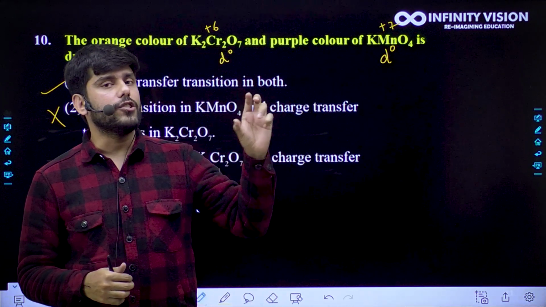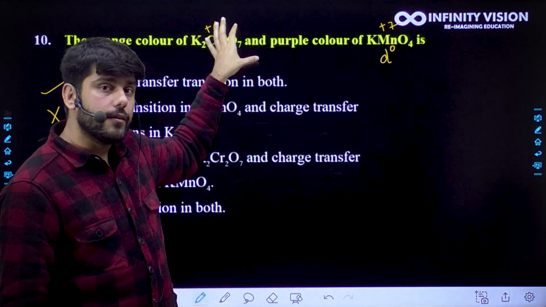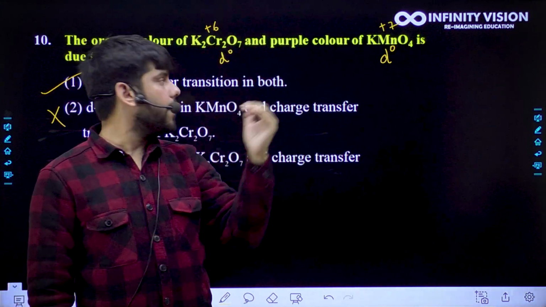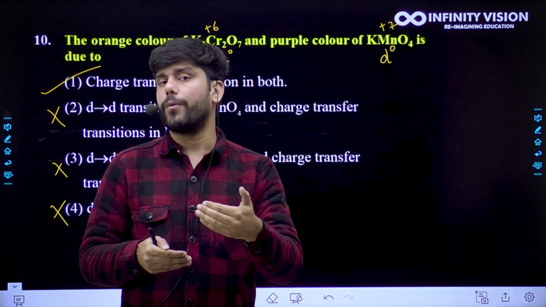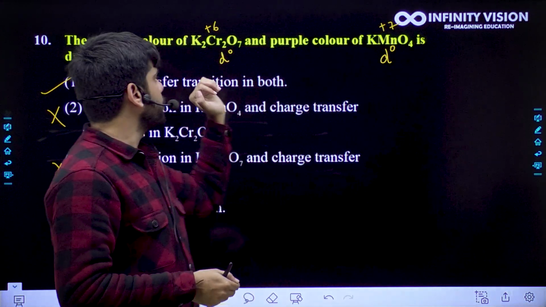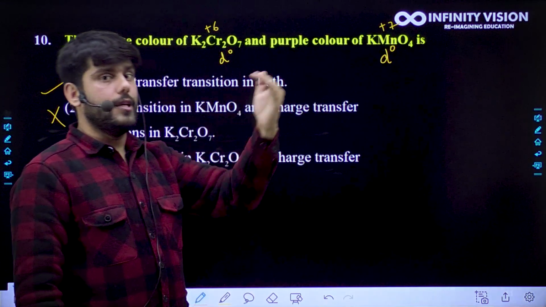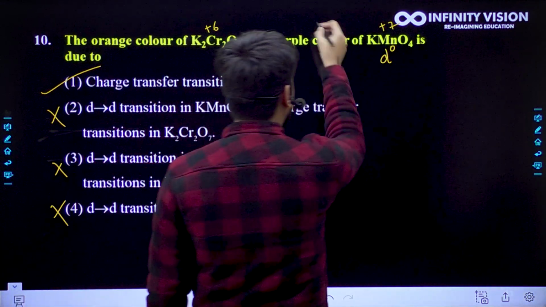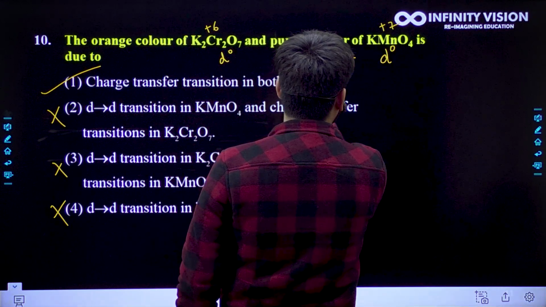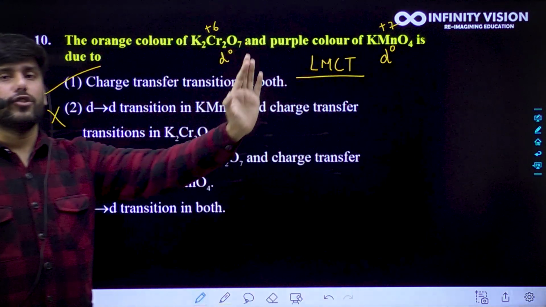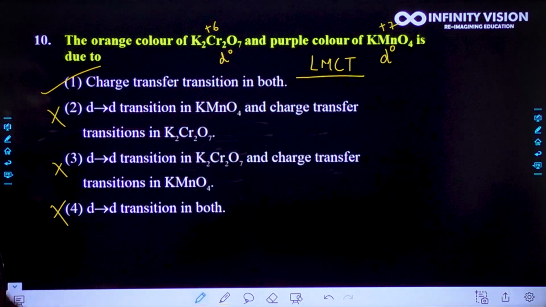Now what happens in charge transfer? Basically we have the vacant high energy orbitals in the case of metal, and we have the oxide. Oxide is a ligand with low energy filled orbitals, so there will be a transfer of electrons from the ligand to the metal empty orbital. So both of them are colored due to LMCT, that is ligand to metal charge transfer. Clear? So the first one is the correct answer.